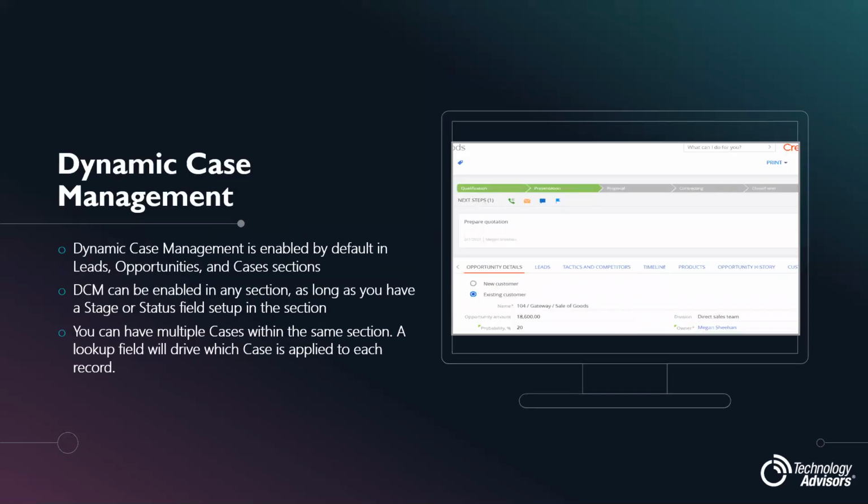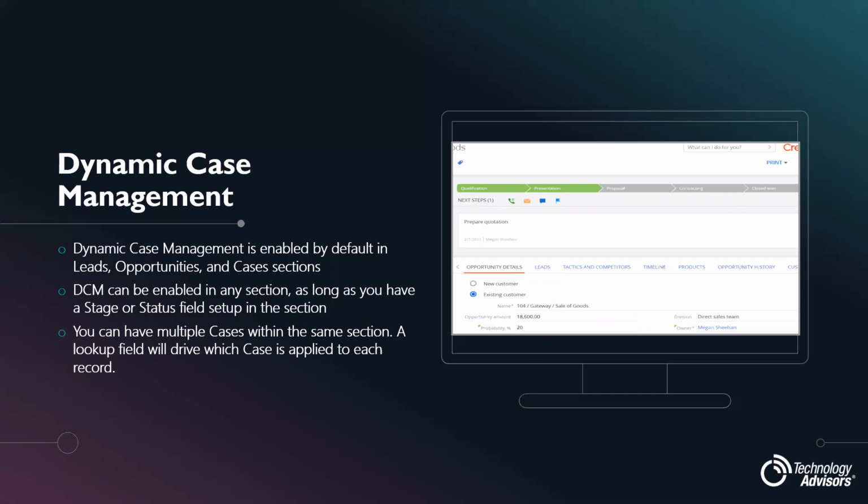So here on the right side, you can see a screenshot of the dynamic case management tool in action. At the top of the next steps section here, you've got the different stages laid out on the screen, and you can see that this particular stage we're in does have a step that we're being asked to do. Dynamic case management is enabled by default in the leads, opportunities, and cases section.